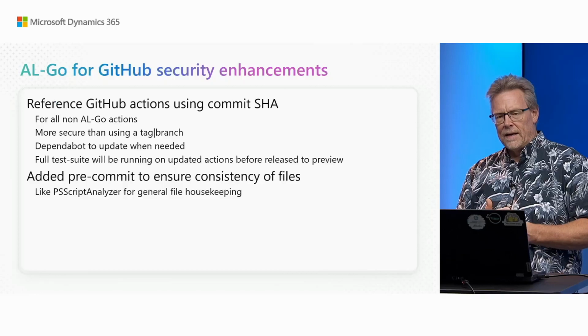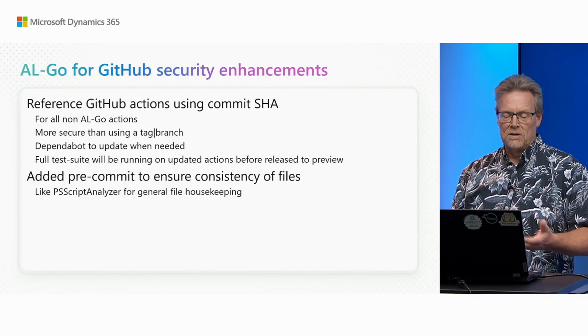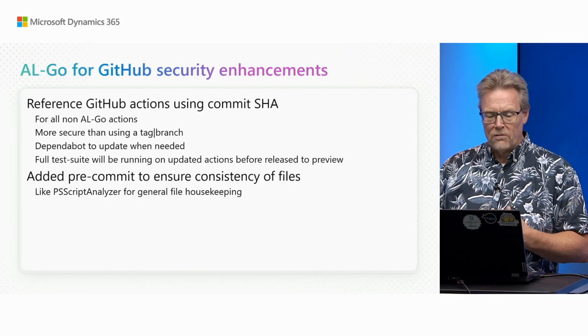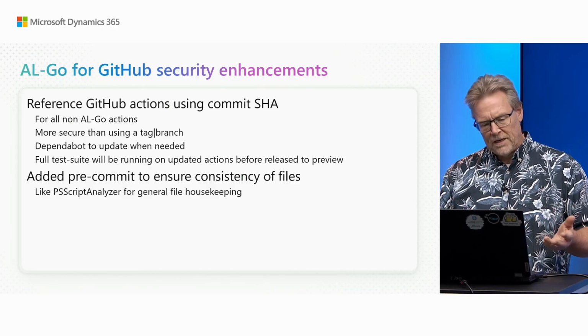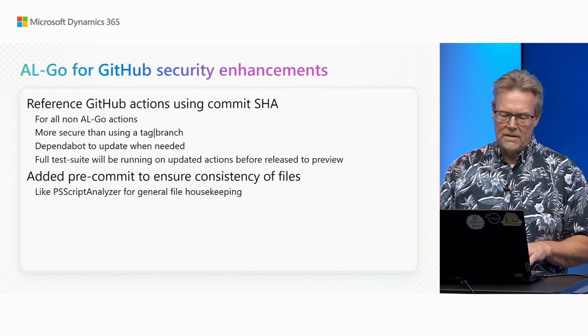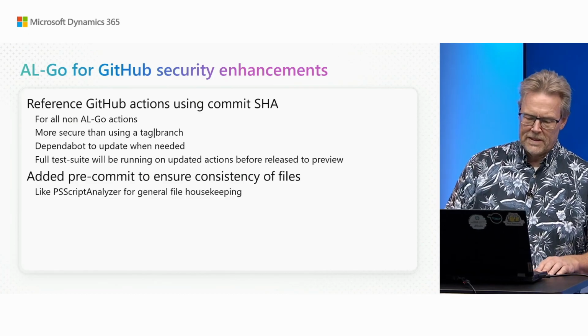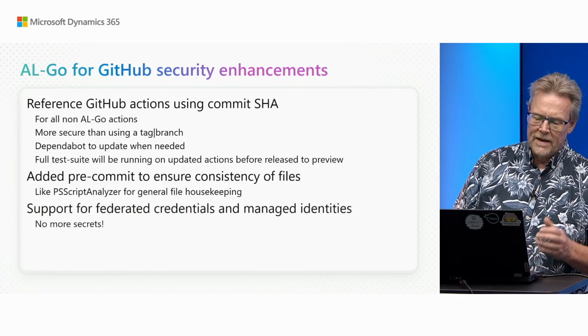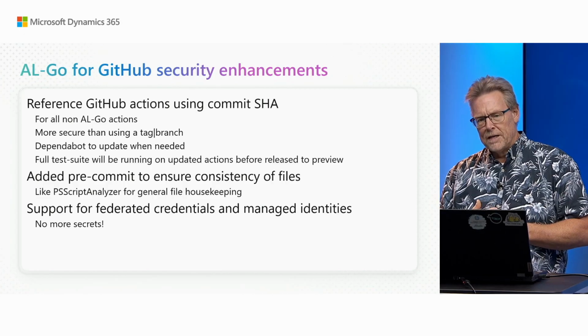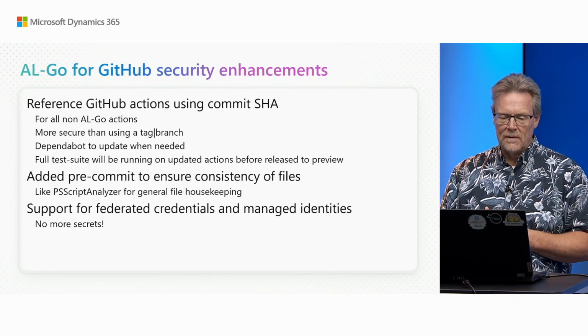Another thing we did, we added pre-commit to ensure consistency of files. That's markdown files and other files that are checked using pre-commit to ensure that general file housekeeping really is in order. And then last but not least, federated credentials and managed identities. No more secrets. We basically have removed most of the reasons for having secrets in ALGO for GitHub. And I'm going to talk a little about how that actually works.